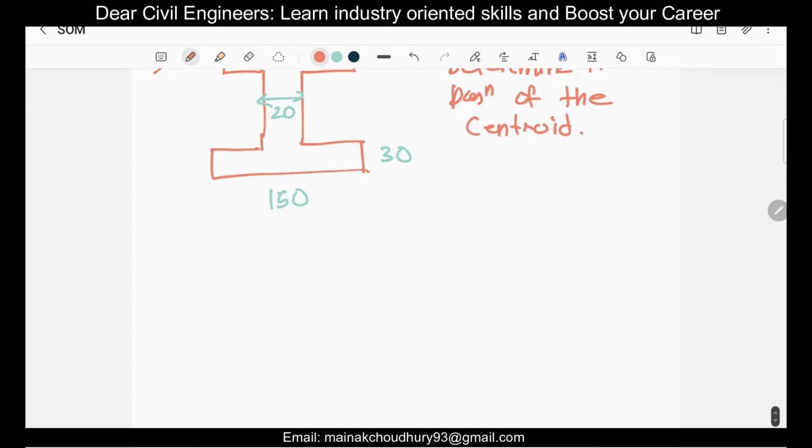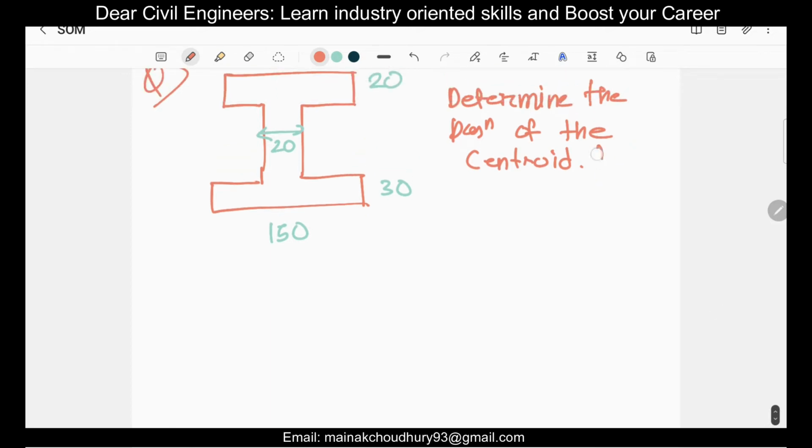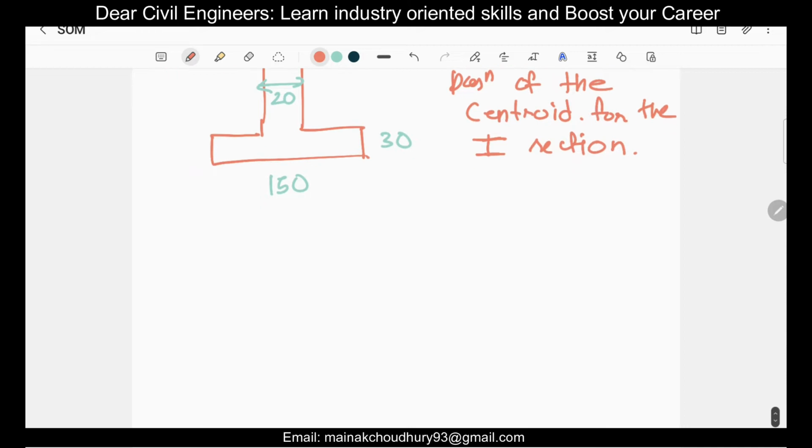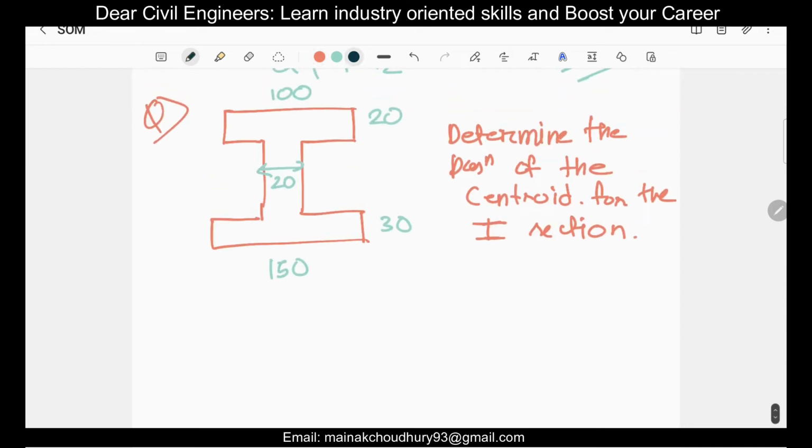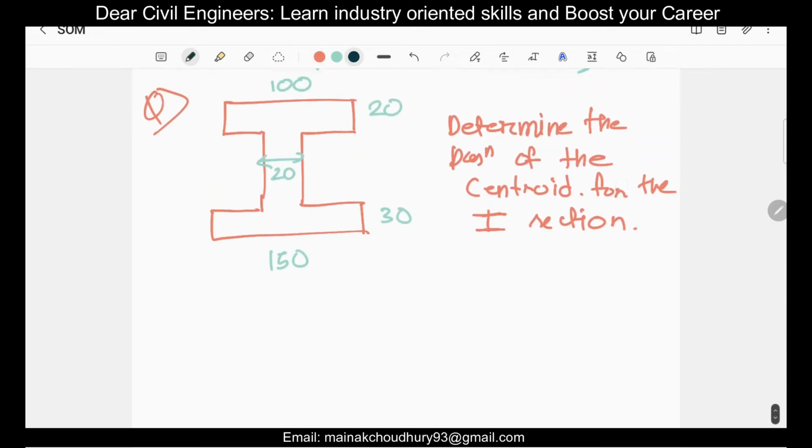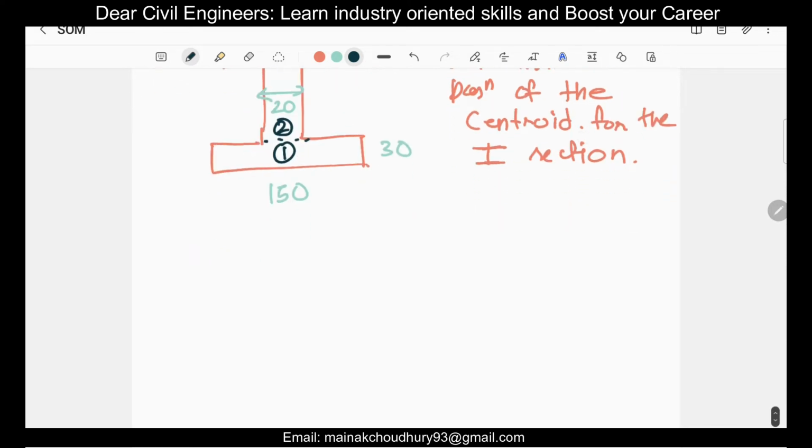So position of the centroid for the I section. Now let's first of all gather all the information which we have. First of all you need to mark this in three parts. I'll start from the bottom: let me do this 1, this 2, and this 3.